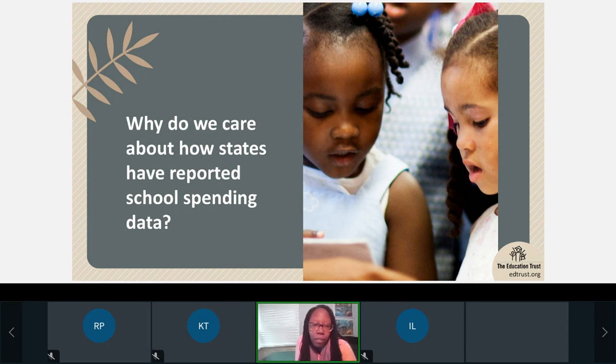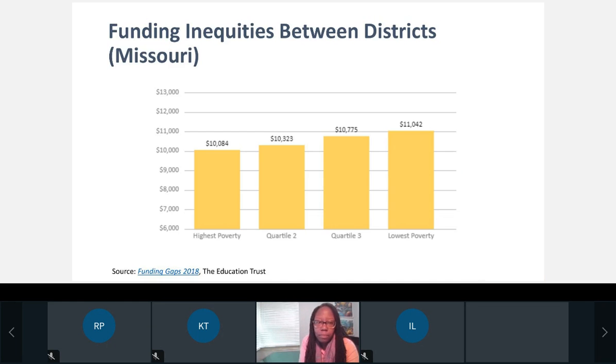So why are we here, right? Why do we care about school funding data? Why do we care about how states have reported that data? Well, for a really long time, we've had data that pretty clearly tell us about inequities in funding between districts with varying levels of resources. So on the slide here, we've got data that tells us that the highest poverty districts in Missouri spend almost $1,000 less per student than the lowest poverty districts in Missouri. We've had very clear data that tell us that for a while.